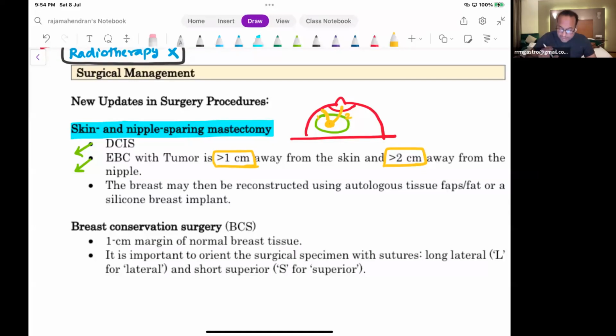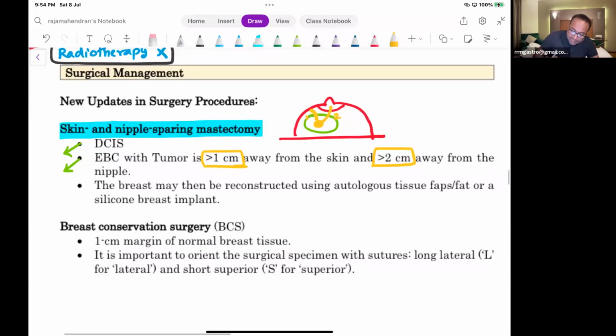Very interesting surgery. They spare the skin and nipple, remove the tumor and the breast tissue, and the empty space left after removing the breast, they fill up with small flaps or fat or silicone. So this is skin and nipple sparing mastectomy, the new update.